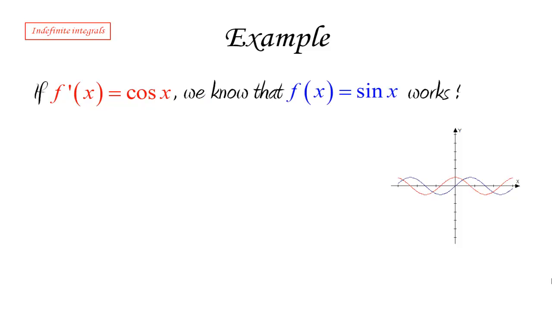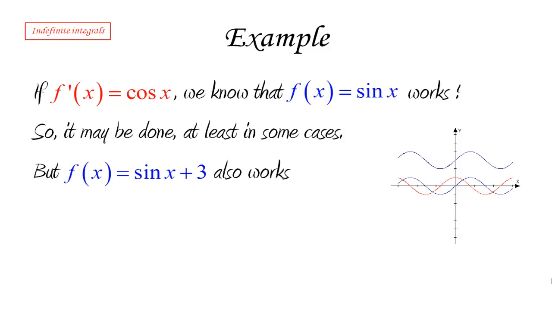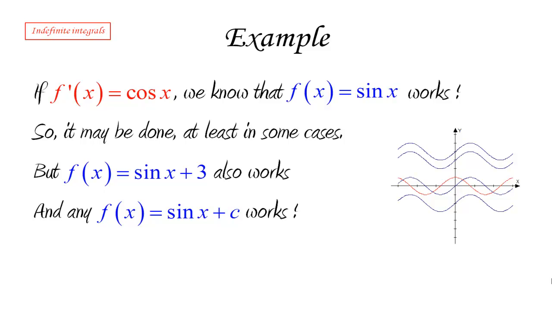So let's look at a simple example. If I tell you that I have a function whose derivative is cosine x, do I know what the original function is? Well, we know that the derivative of sine x is cosine x. So in this case we can reconstruct the original function, sine x. But of course you also probably know that if I consider the function sine x plus 3, that one also works. The derivative of sine x plus 3 is also cosine x. In fact, I can add any constant to my basic sine x guess, and it will still give me a function whose derivative is cosine x.